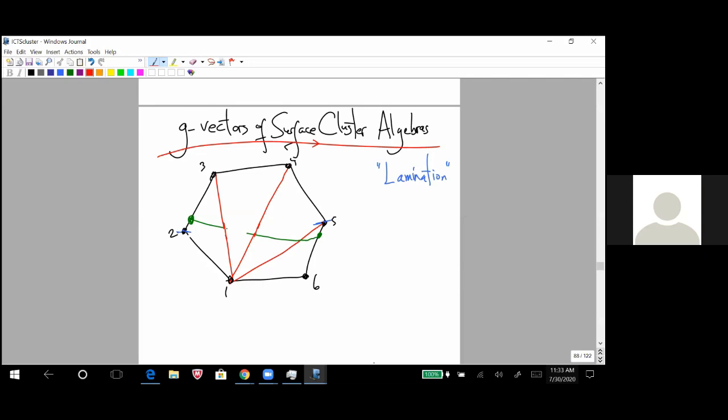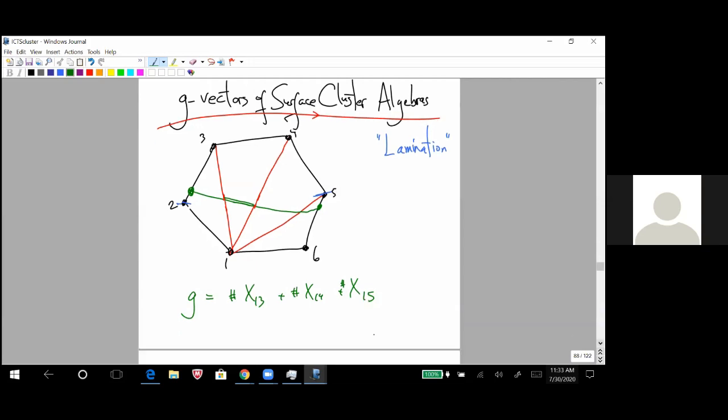Okay, and now I want a formula for a G vector, which is G equal to something times x13 plus something times x14 plus something times x15. I want to figure out what those numbers are. Now I'm going to give you a rule for figuring out what the coefficients are. For every arc in the triangulation, I'm going to assign an integer, and that integer is going to be the corresponding coefficient of the G vector.